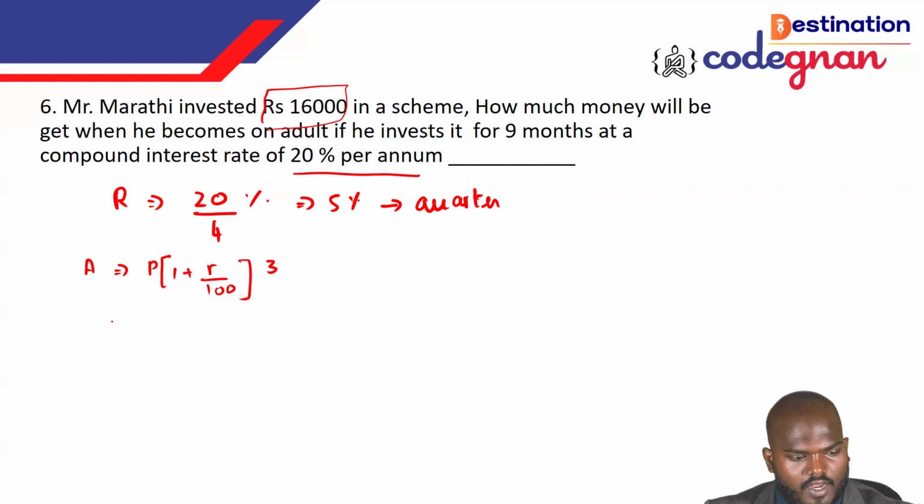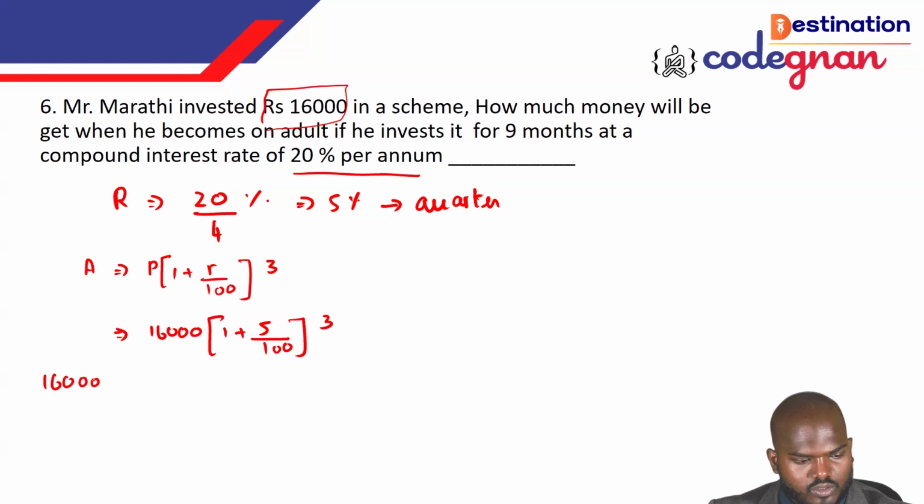Here the principal is 16,000. So 1 plus R by 100, so 5 by 100, the whole cube. We can take it up, and it will give you the value: 16,000 times (21 over 20) whole cube is equal to 16,000.